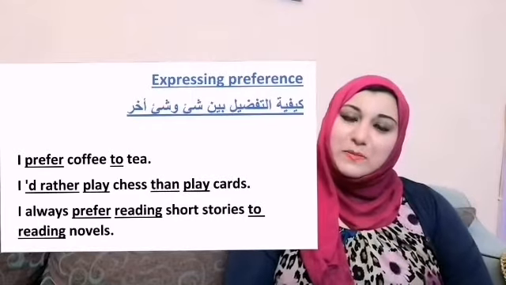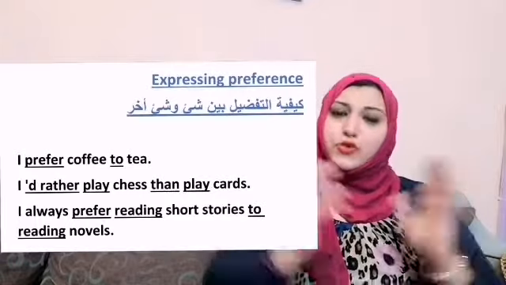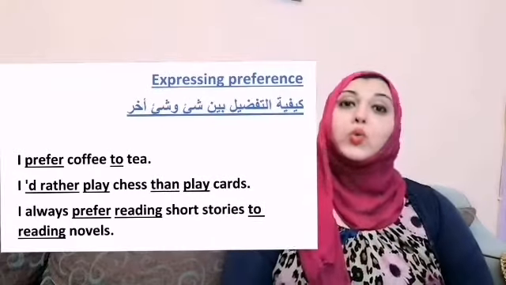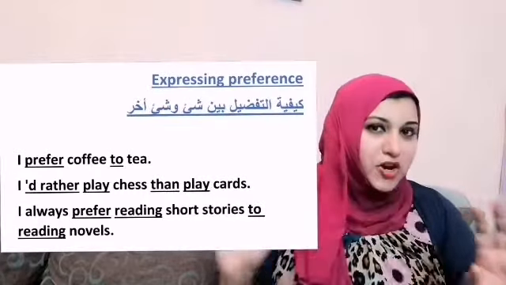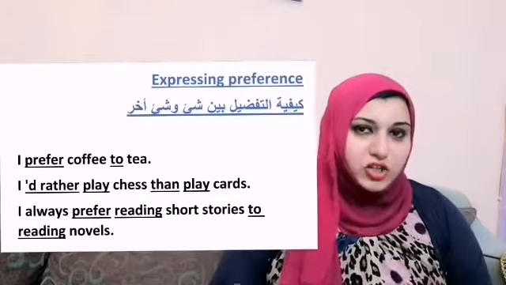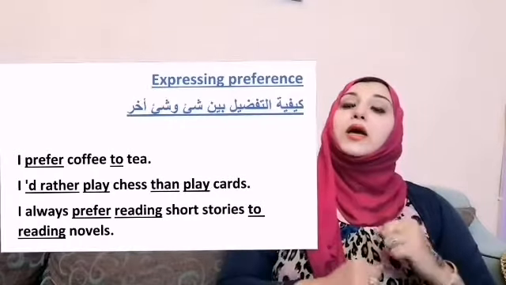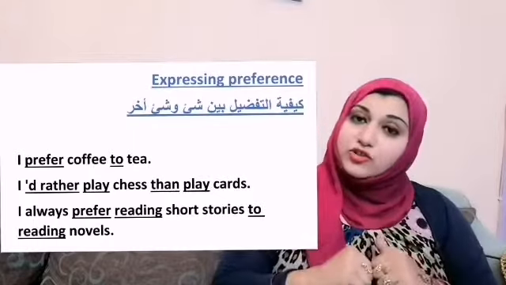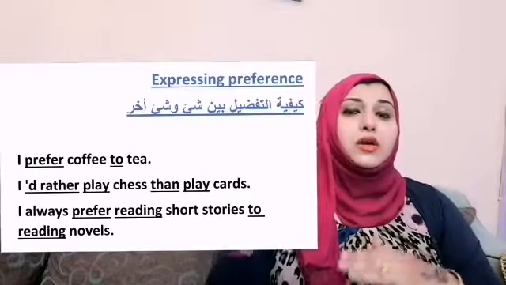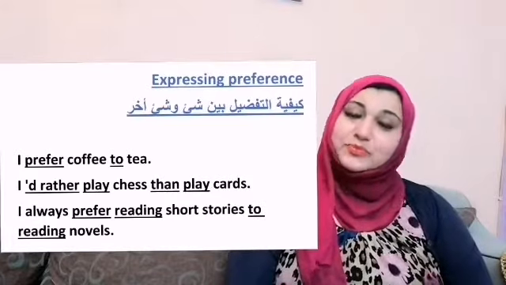Another form about expressing preference. Okay, again. I'd rather. أنا أفضل. And after I'd rather, we use the verb in the bare infinitive, without any additions. Without to. Without ing. For example, give us an example, Mrs. Rasha. Okay? Yes. I'd rather play chess, for example, chess, شطرنج, than play cards, for example.